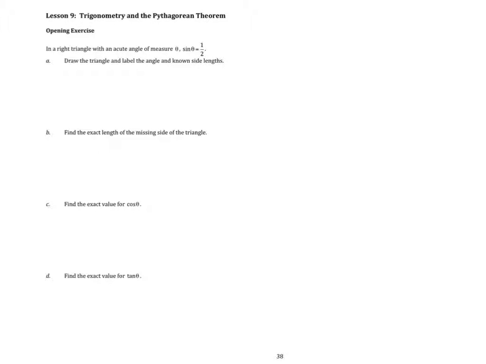Unit 6, Lesson 9, Trigonometry and the Pythagorean Theorem. In a right triangle with an acute angle of measure theta, sine of theta is equal to 1/2. Draw the triangle and label the angle and known side lengths. So there's my right triangle, here's theta, and opposite we know is 1 over the hypotenuse of 2.